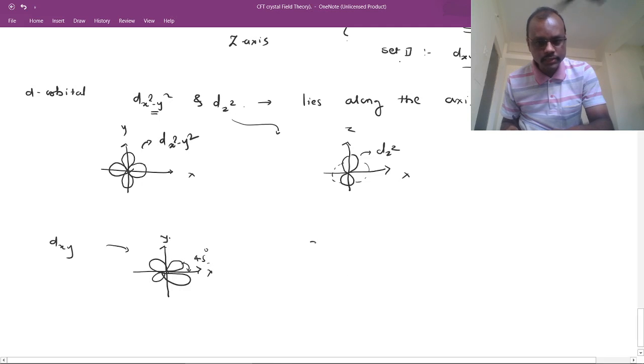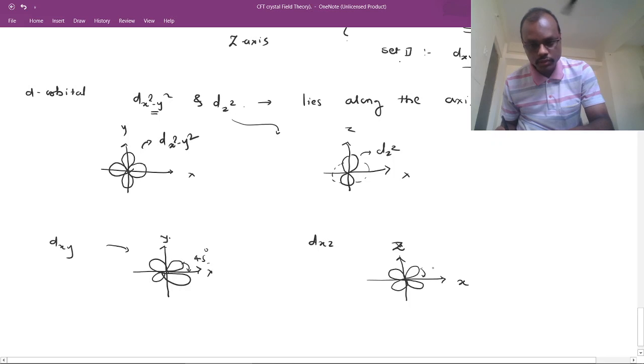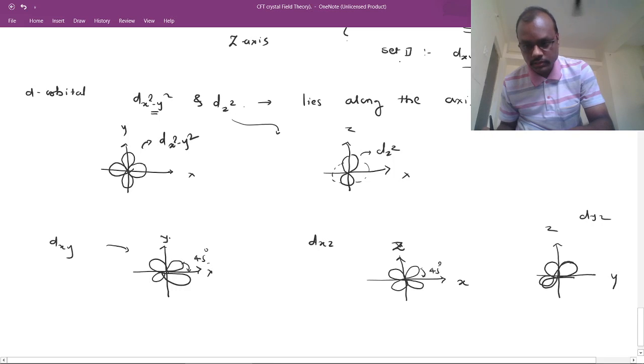The second orbital is dxz, and I'm going to show it like this. This is my x-axis, this is my z-axis, and the angle is 45 degrees. The next one is dyz. This is y and this is z. This is yz, so the angle is again 45 degrees.